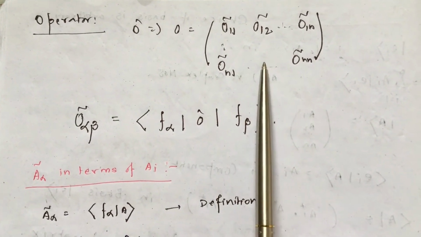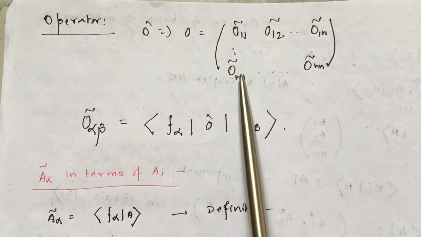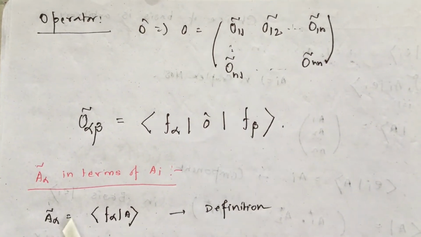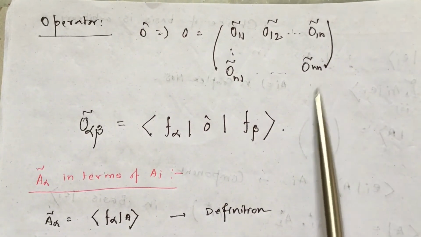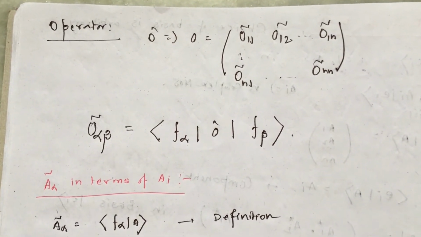So in F basis, the components of the operator will look like this: O11 tilde, O1n tilde, etc. And the nth matrix element is Onn tilde. This one.